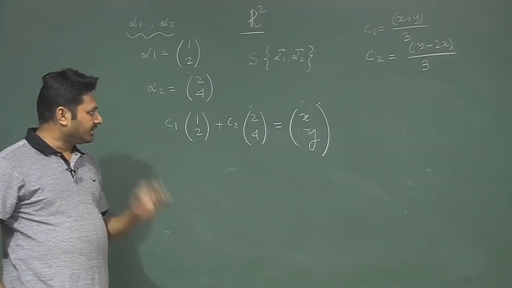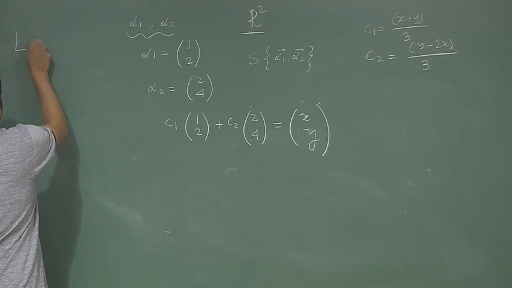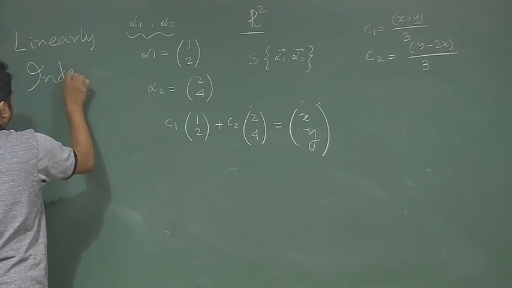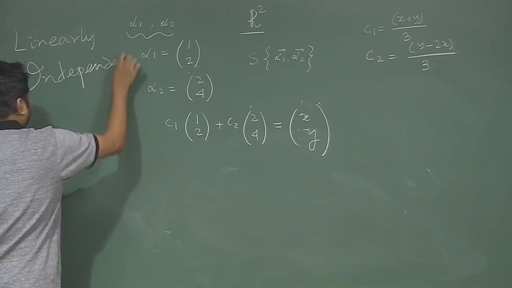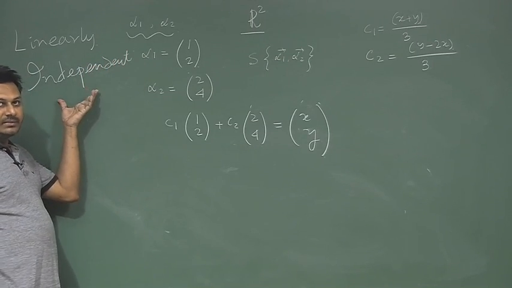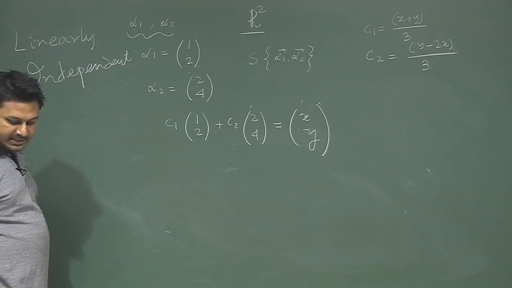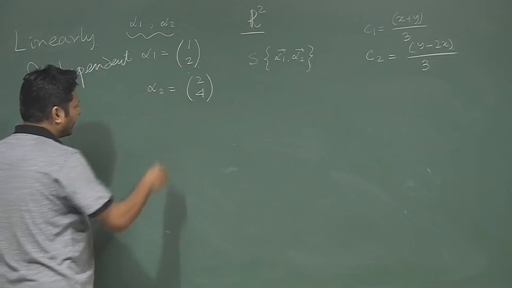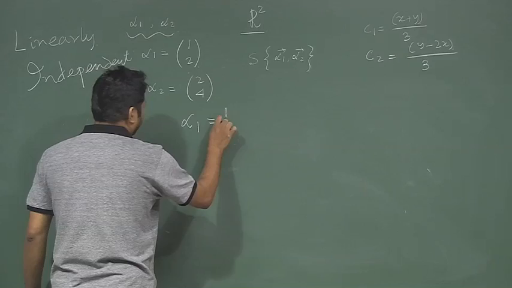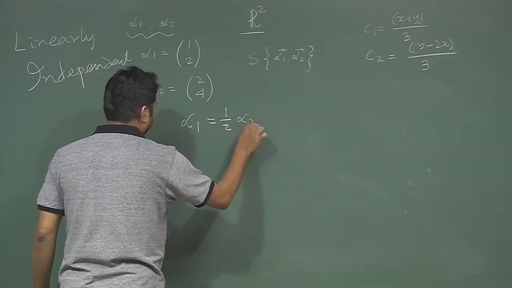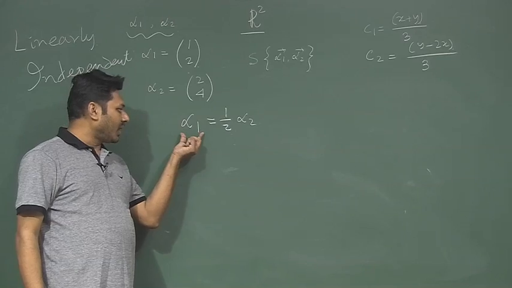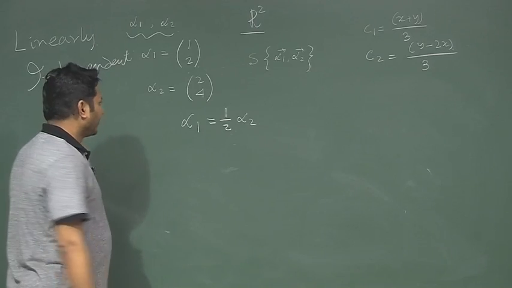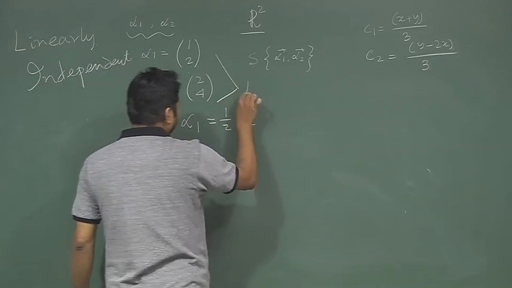A new term is here, which is called linearly independent. I will describe this term later, but for the time being I am just writing it. What is the meaning of linearly independent and dependent? Very simply, I can write alpha 1 in terms of alpha 2 like this. If I take half of that, if I write one vector in terms of the other vector, then these two vectors are called linearly dependent vectors. So, these two vectors are linearly dependent.